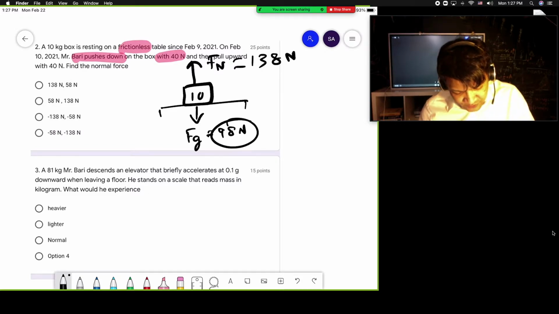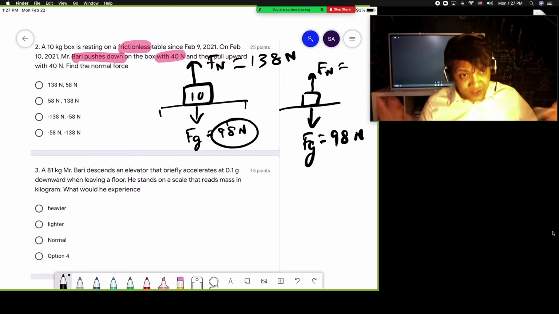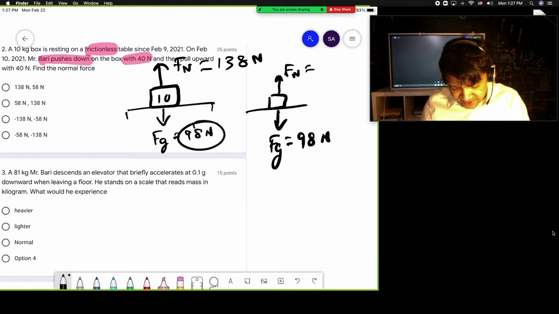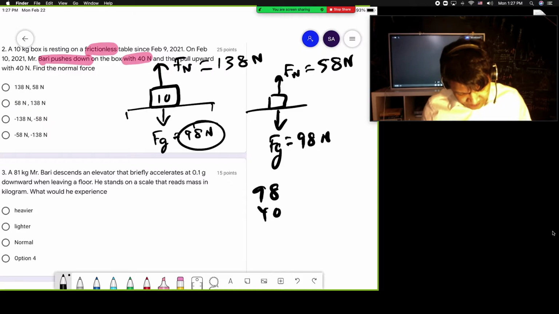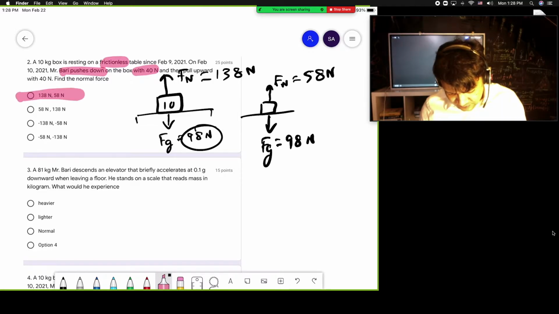Okay. And the second scenario is someone pulling the box upward with 40 Newton. So the same box, which is 10 kilogram, the weight is still the same, 98 Newton. If someone pulls the box by 40 Newton upward, what would be the normal force? The normal force would be 98 minus 40. That should be 58 Newton. Alright, so the answer to question number 2 is 138 Newton and 58 Newton.